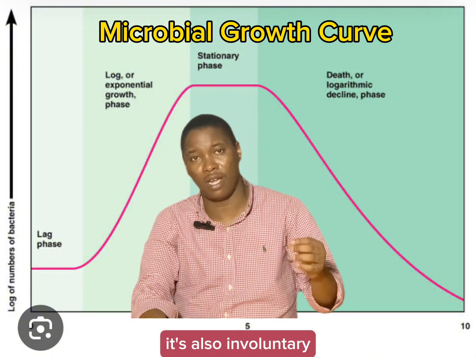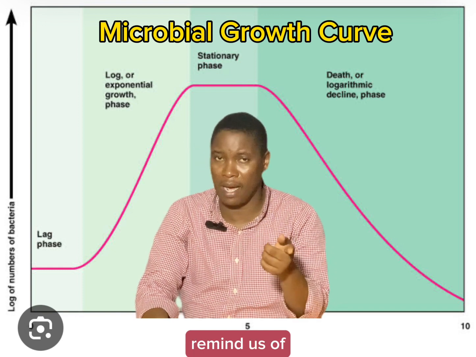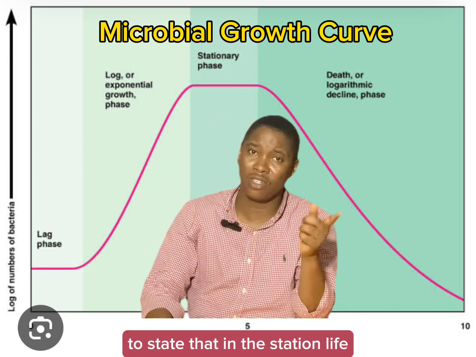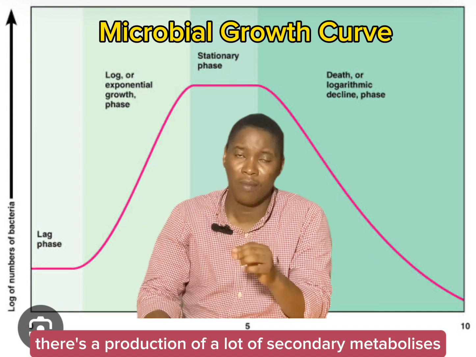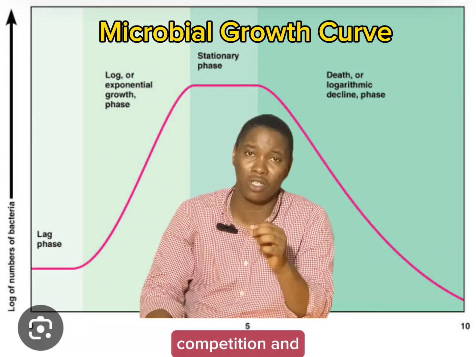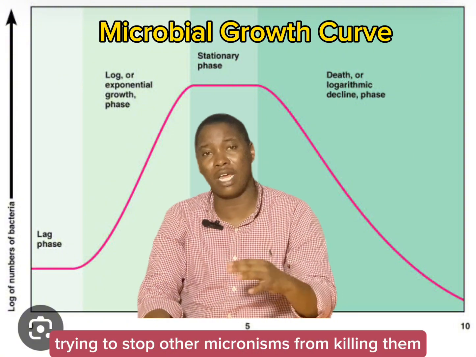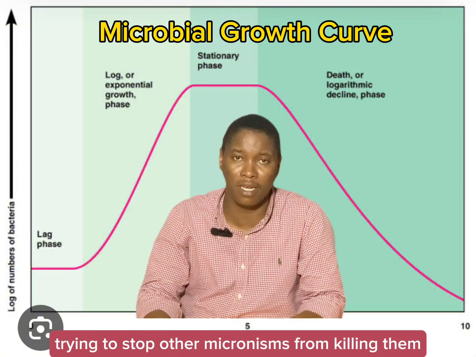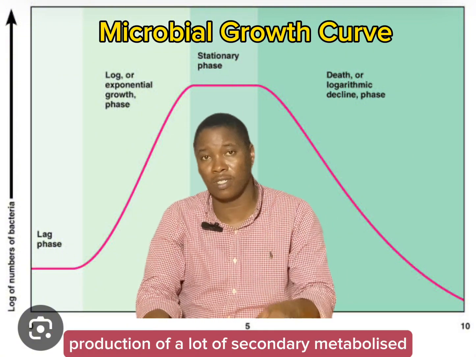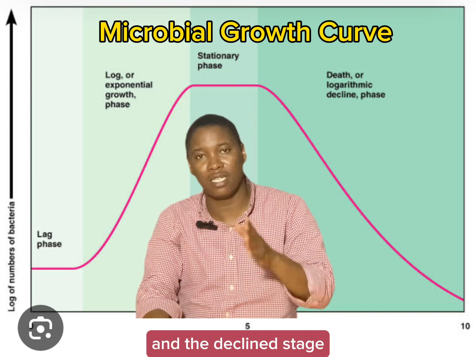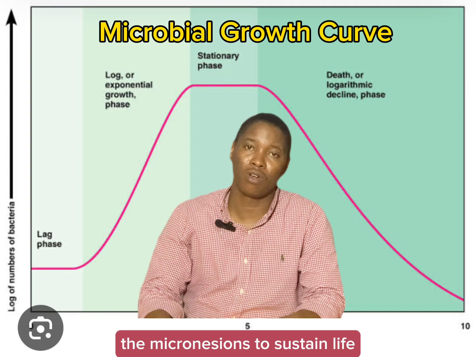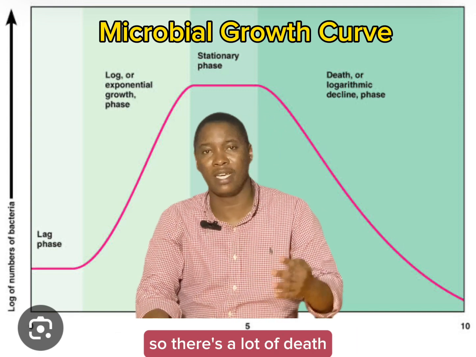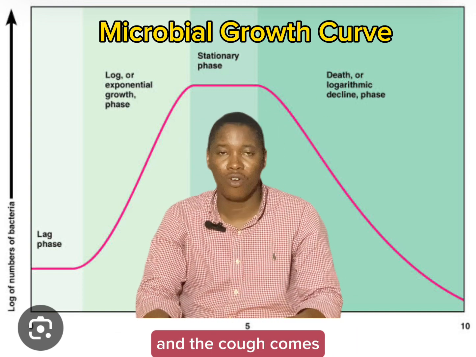It's also important to state that in the stationary phase, there is the production of a lot of secondary metabolites because it's a stage where there is intense competition and the microorganisms are trying to stop other microorganisms from killing them. So there's the production of a lot of secondary metabolites. In the decline stage, resources have gone down and it's difficult for the microorganisms to sustain life. So there's a lot of death and the curve comes really down.